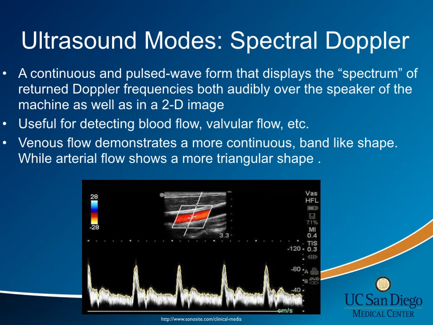The last of the modes we will discuss is Doppler mode, represented by the D button. This mode creates a continuous impulsed waveform that displays the spectrum of returned Doppler frequencies both audibly over the speaker of the machine as well as in a 2D image. In the ER, we most commonly use this to help differentiate between venous and arterial vascular flows.